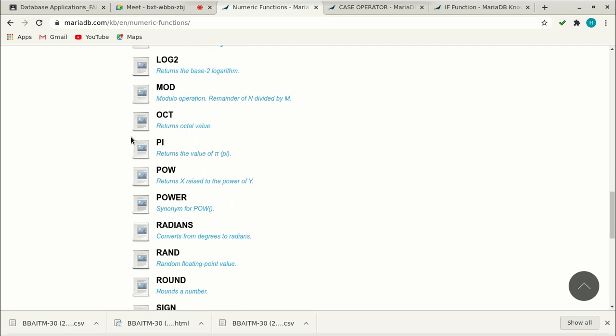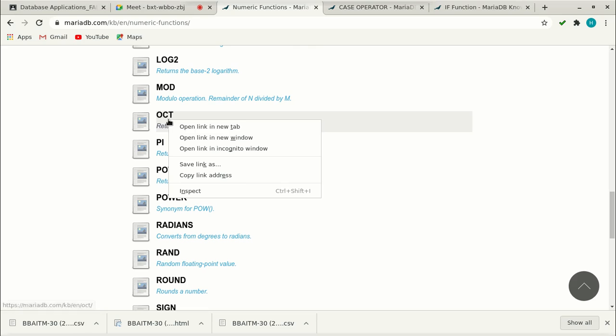Oct returns the octal value. If you know, an octal value is a value whose base is 8. So if you want to convert a decimal number to an octal value, I think it will be able to convert.